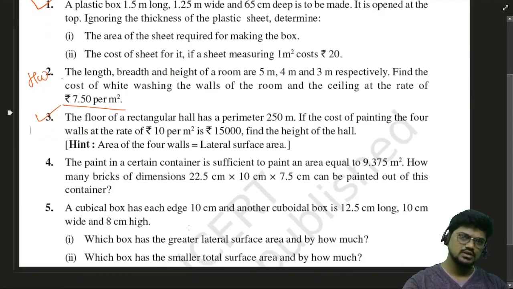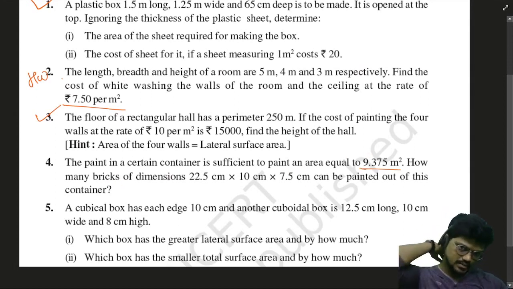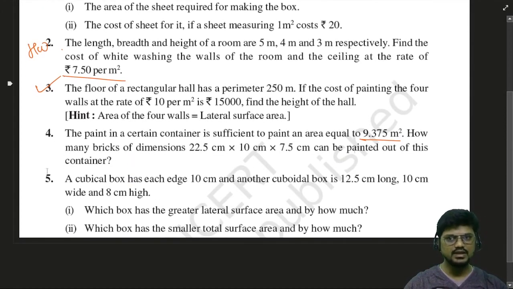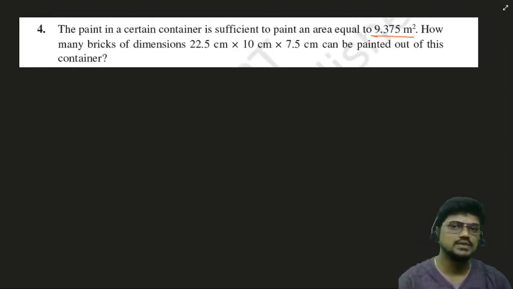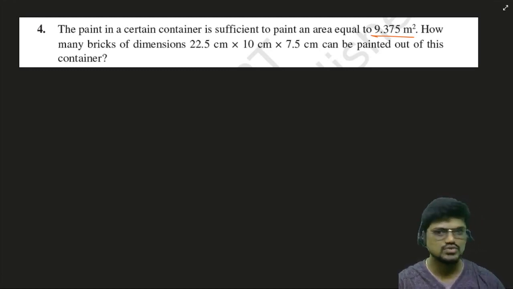Now the next. The paint in a certain container is sufficient to paint an area equal to 9.375 meters square. How many bricks of this dimension can be painted out of this container? Fine, see to it. The paint in a certain container is sufficient to paint an area equal to 9.375 meters square.